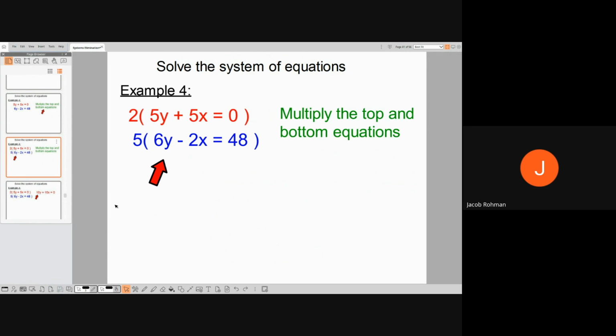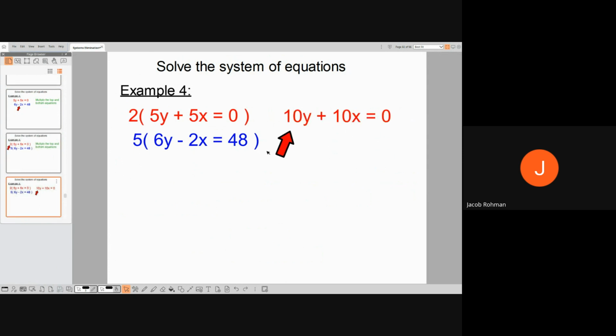And what I'm showing here is I'm going to try and make the x's, in this case, into a positive 10 on the top, and a negative 10 on the bottom. And to do that, I'm going to multiply the bottom equation by 5 and the top equation by 2. Okay? So on the top, if I multiply that 2 times 5y, the 2 times 5x, and the 2 times 0, I get 10y plus 10x equals 0. And on the bottom equation, if I multiply that 5 through, 5 times 6y equals 30y, 5 times negative 2x is negative 10x, and then 5 times 48 is 240.